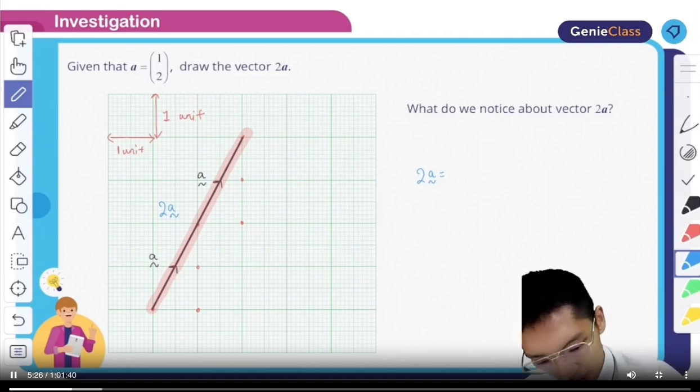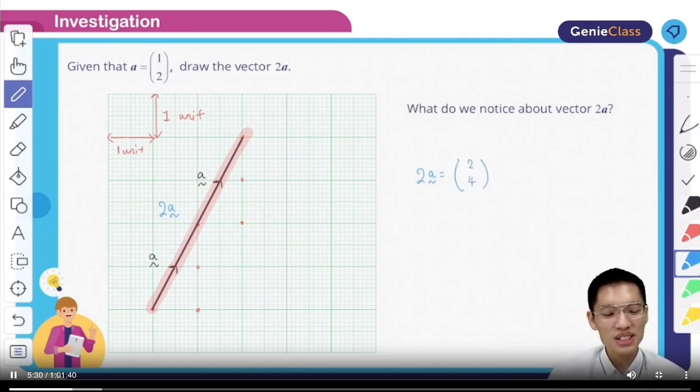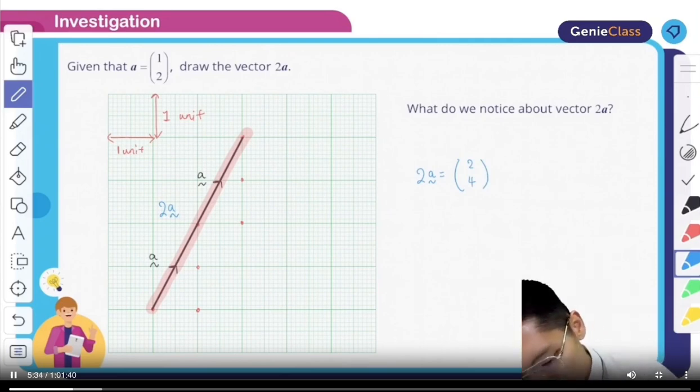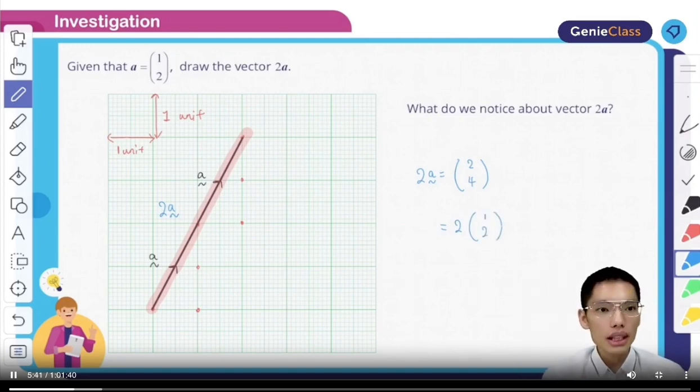Okay, so good job. You realize in this case it is 2, 4. But I realize what I need to do. If I take out the 2 over here, it's actually just 2 times this vector 8. So what does this mean?